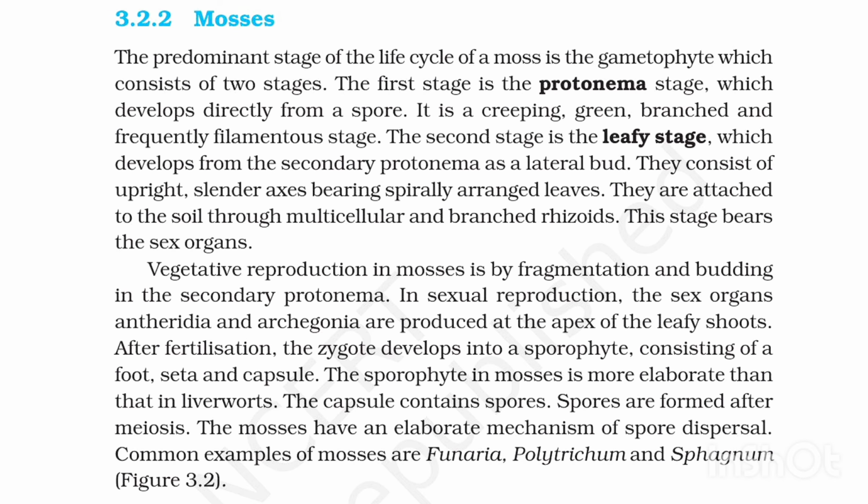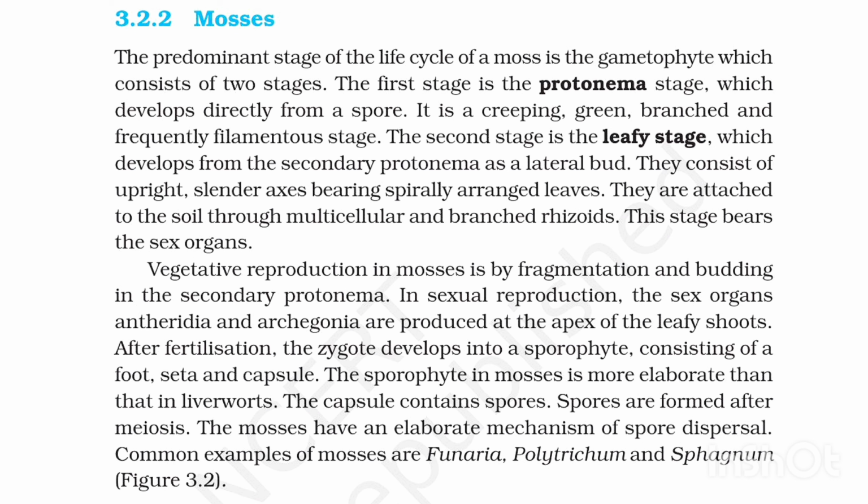Mosses. The predominant stage of the life cycle of a moss is the gametophyte, which consists of two stages. The first stage is the protonema stage, which develops directly from a spore. It is a creeping, green, branched, and frequently filamentous stage. The second stage is the leafy stage, which develops from the secondary protonema as a lateral bud.